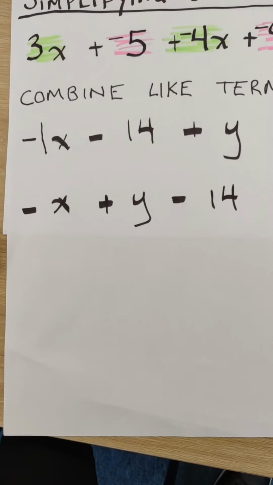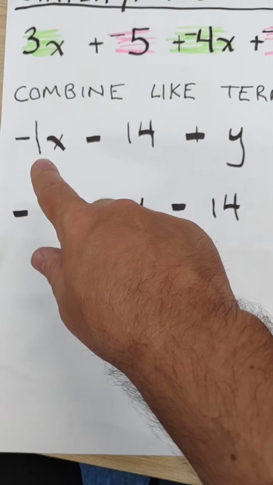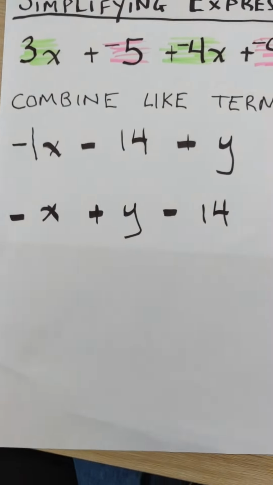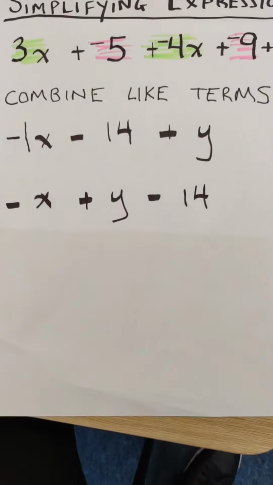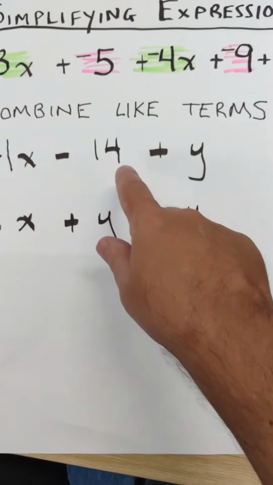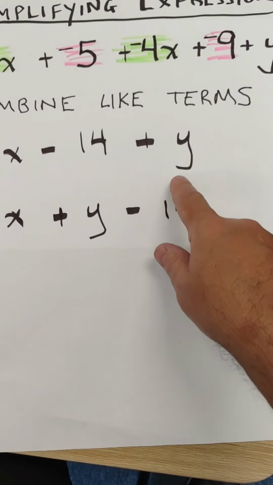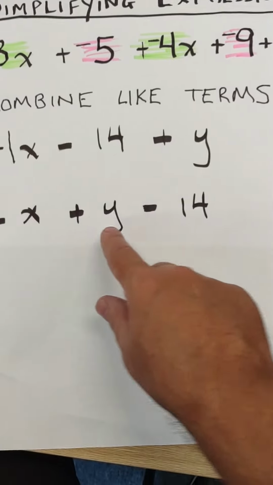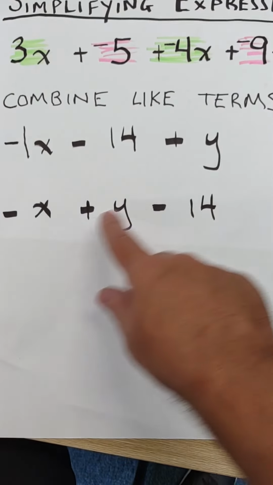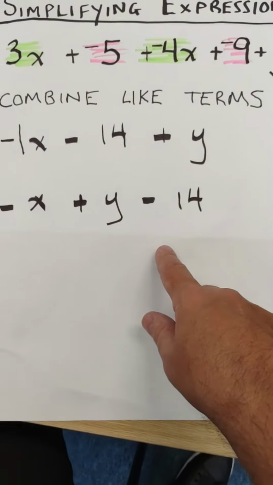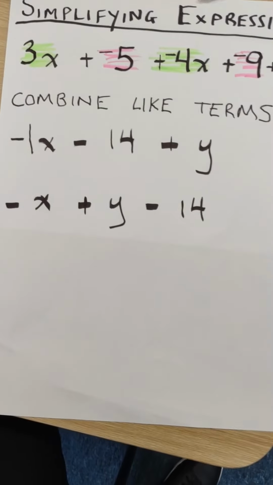And bear in mind that negative 1x and negative x are the same. It's just mathematicians don't normally write that 1. So now we have the answer. We just move the negative 14 over here. We move the y over here. It has the same meaning. These two have the same meaning. It's just this is the proper way of writing it.